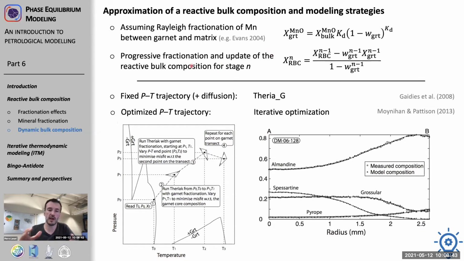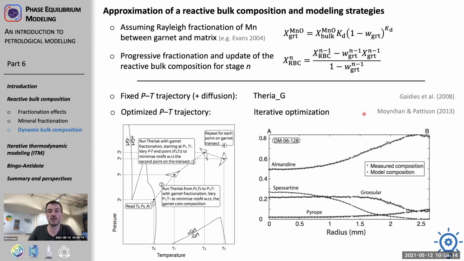If you want to model the garnet growth along different PT trajectories, you have several tools that are available. And I really encourage you to check the tools that are available. For example, Theriak, that is distributed with Theriak-Domino. This is from Fred Gaidies. And you can fix the PT trajectory and it will model how the garnet grows along this trajectory, and it will also consider diffusion.